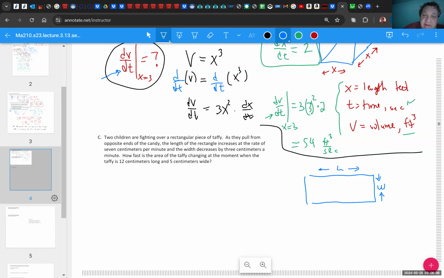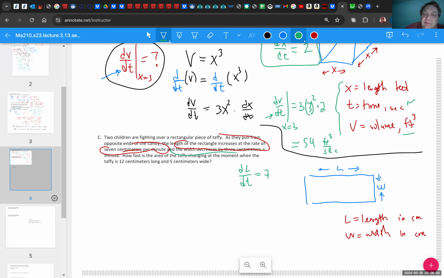Those arrows are not important. That's just the way I do it to help remind myself of what's going on. Now I'm going to write down those letters. So L is equal to the length, and we'll see in the problem, it says it's measured in centimeters. So it's in centimeters. W is equal to the width in centimeters. We are told that the length of the rectangle increases at the rate of 7 centimeters per minute. So I need to write that out using some math. That's the change in the length over time is equal to 7.